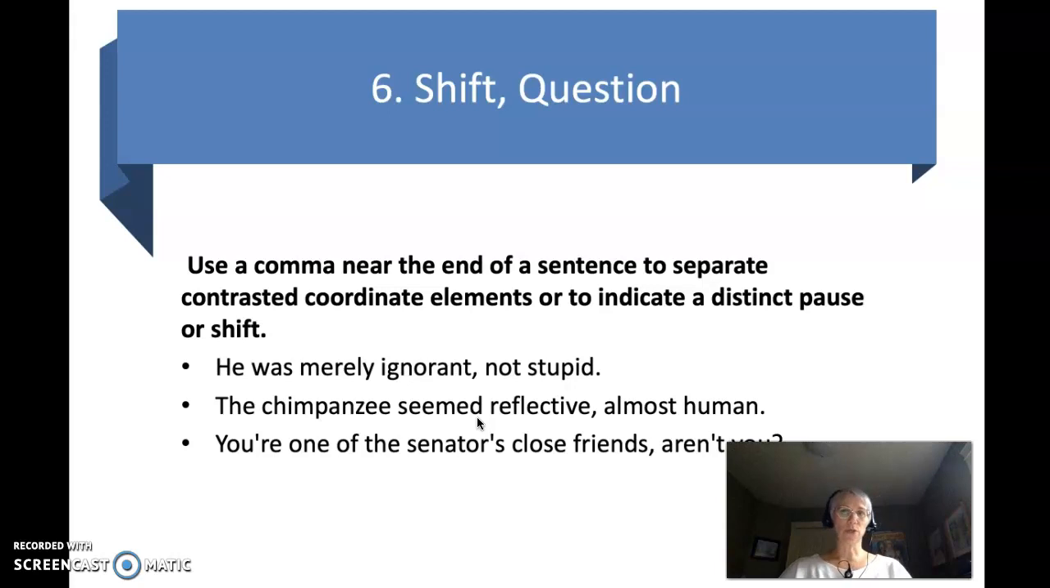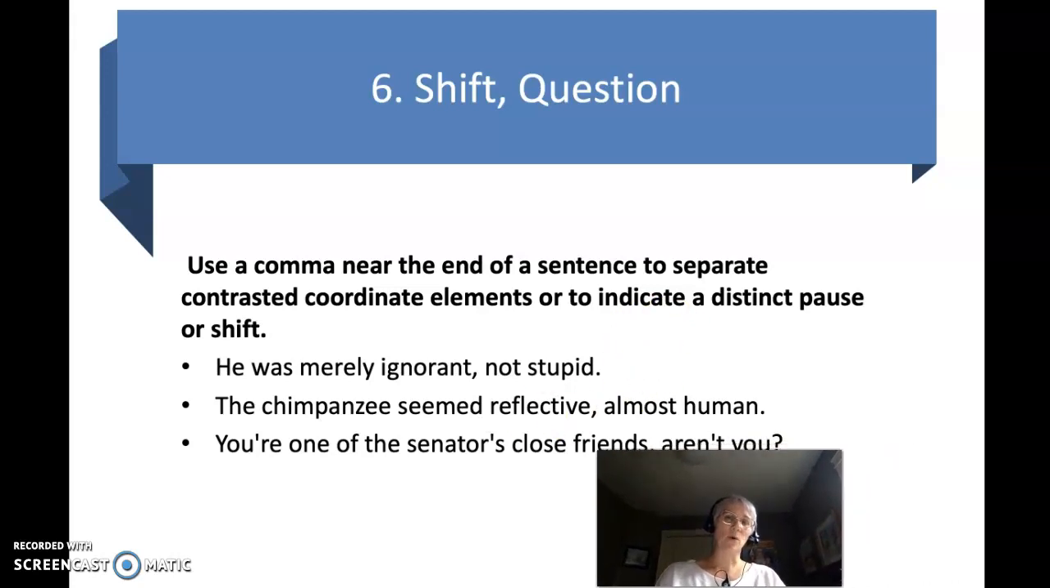You'll also use a comma, as I mentioned before, at the end of a sentence before a shift or a question in that sentence. Most of the time you'll see these used, particularly when you're ending with a question. For example, you're one of the senator's close friends, aren't you? So you'll see that more commonly than you will the first two examples.